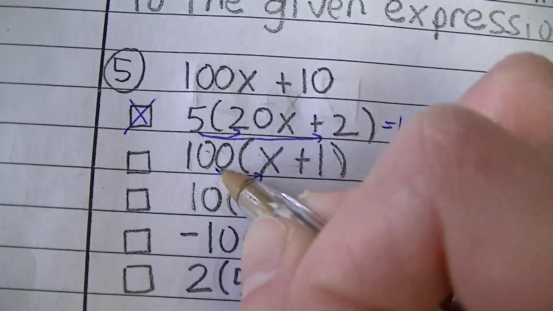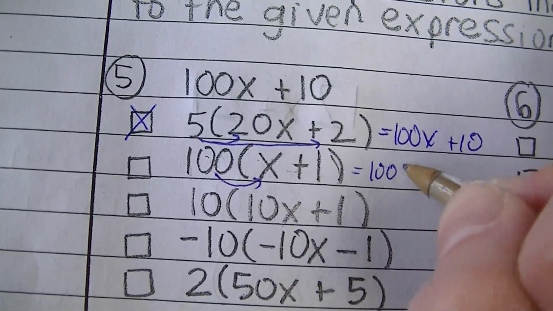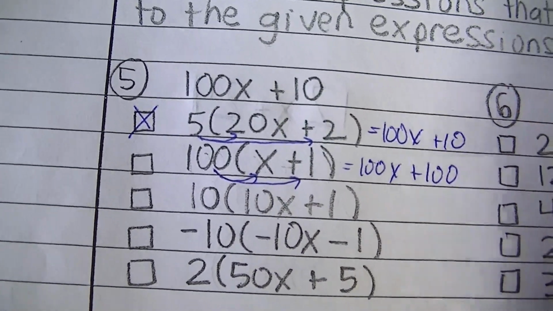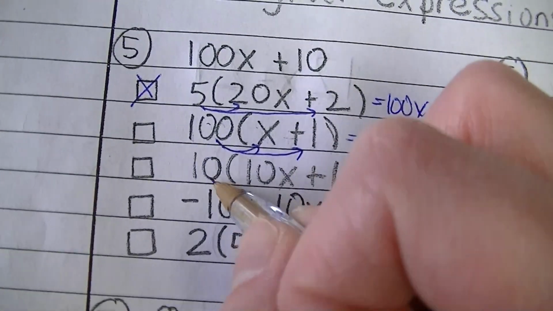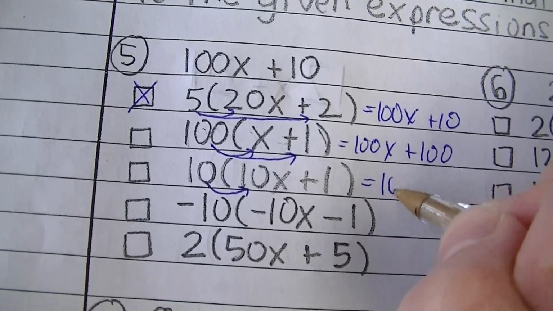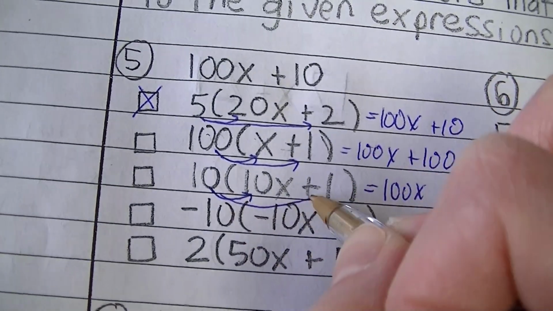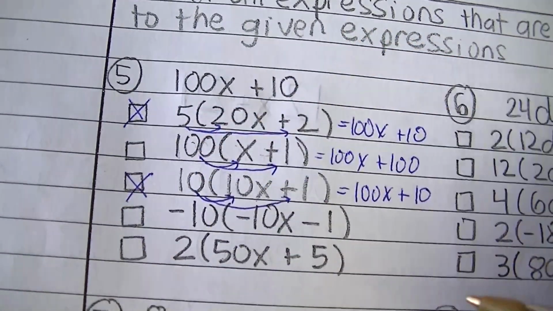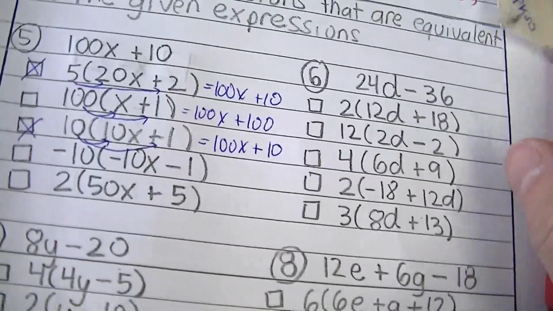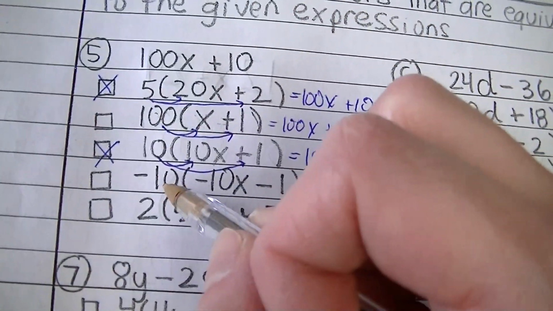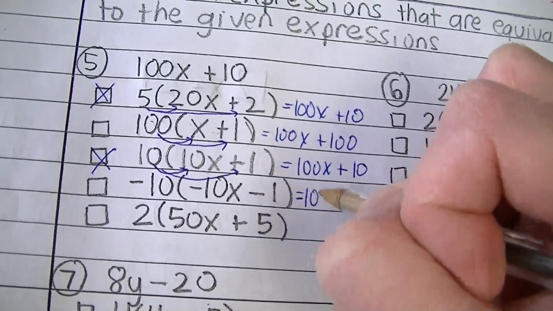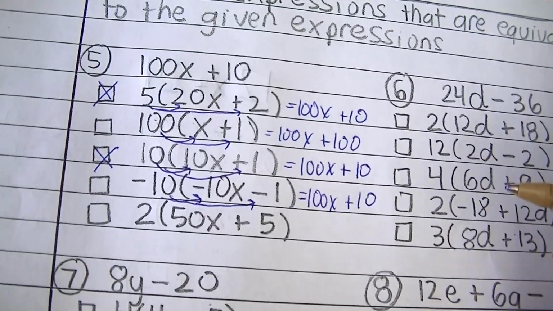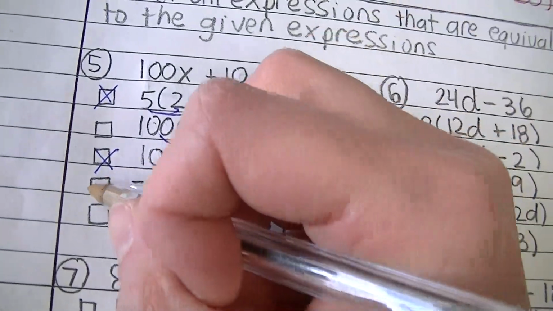Let's see, I distribute this through. 100 times x is 100x. 100 times a positive 1 is a positive 100. Okay, that doesn't match. So let's go 10 times 10x. That is 100x. 10 times a positive 1 is a positive 10. So that one does match. Okay, so next up, negative 10 times a negative 10x is a positive 100x. Negative 10 times a negative 1 is a positive 10. So, yeah, that one worked.